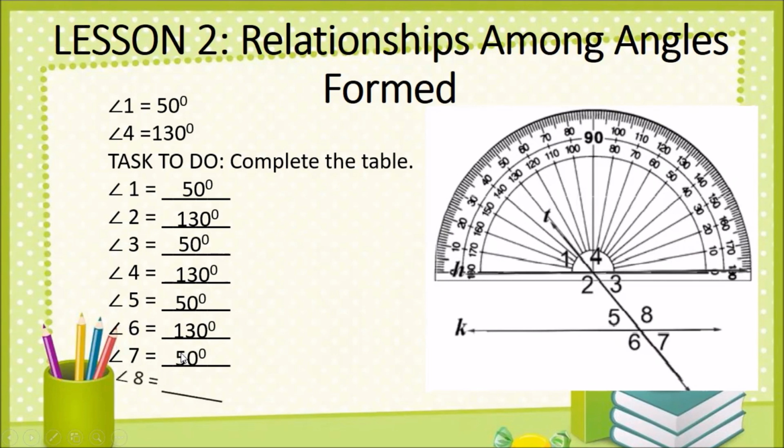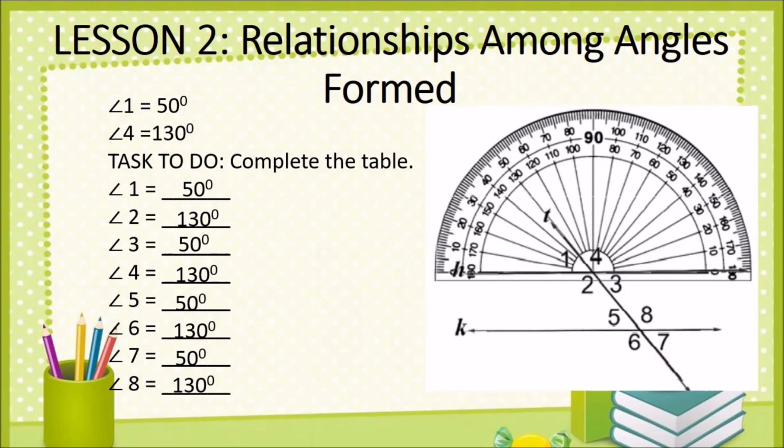And the corresponding angles of angle 4 is angle 8, and angle 4 is 130 degrees. Therefore, angle 8 is also 130 degrees. So, let's complete the measures. Two parallel lines cut by a transversal form angles that are congruent. And there are only two measures of angles.